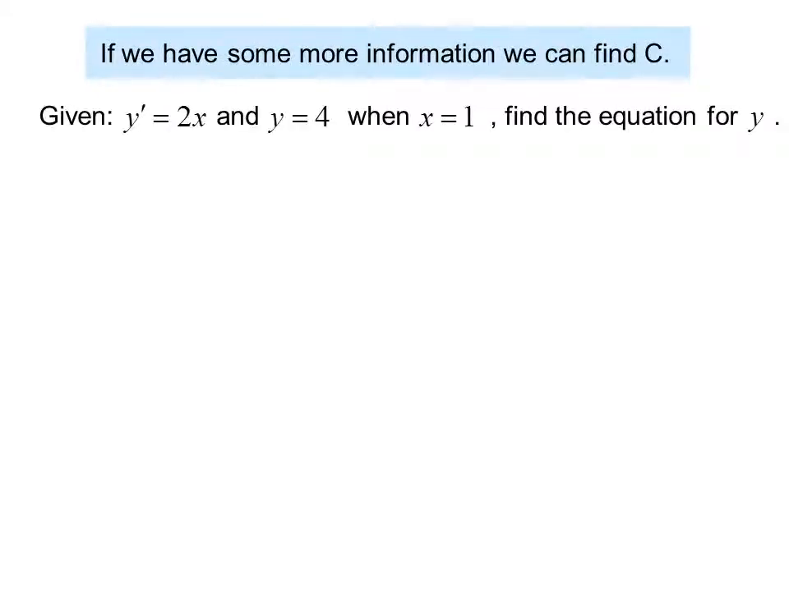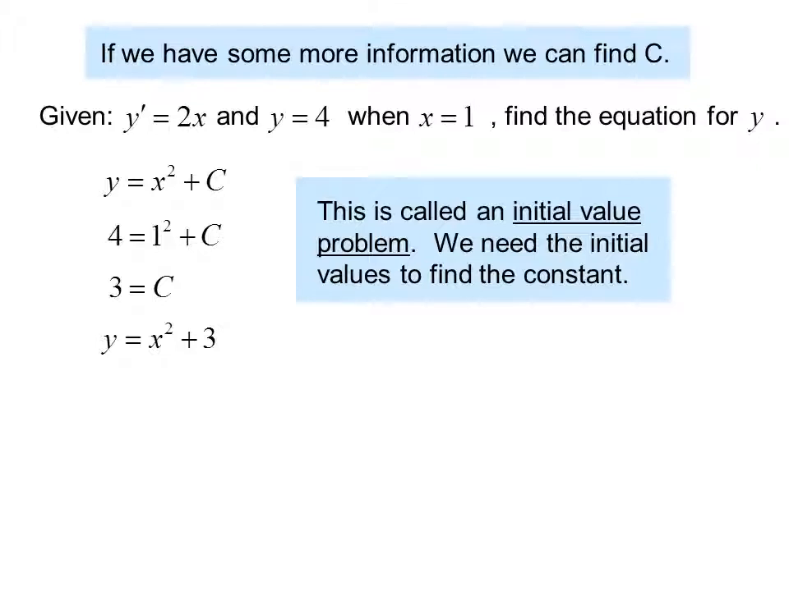Given y prime equals 2x and y equals 4 when x equals 1, find the equation for y. First, we find the antiderivative and get y equals x squared plus c. Then we plug in our initial values, y equals 4 and x equals 1. Solving for c, we get 3 equals c. So our original equation must have been y equals x squared plus 3. This is called an initial value problem. We need the initial values to find the constant.